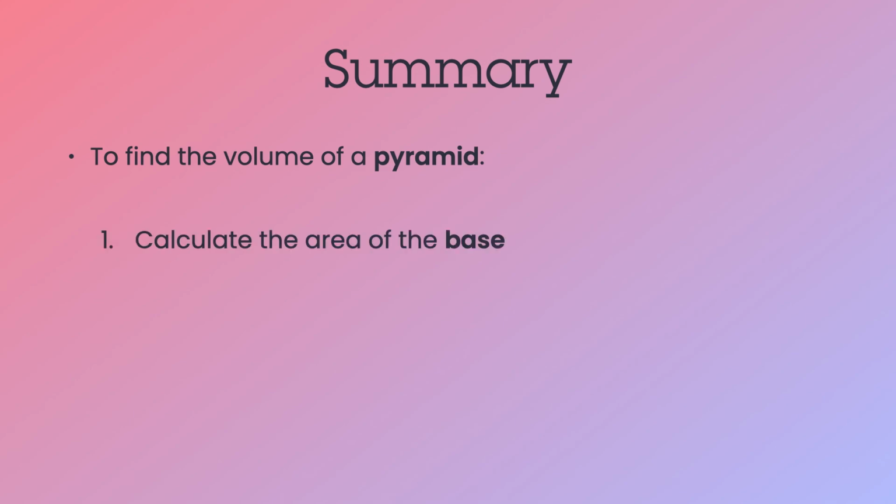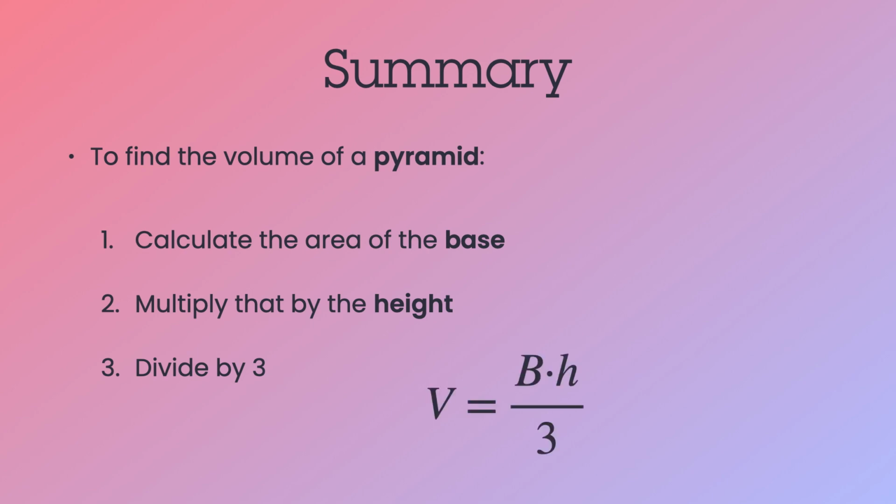So to summarize, to find the volume of a pyramid, here are your steps. Calculate the area of the base, multiply that by the height, make sure it's that inside height perpendicular to the base, and divide it by 3. This was the formula that we used, and that should get you through all of your volume of a pyramid problems.